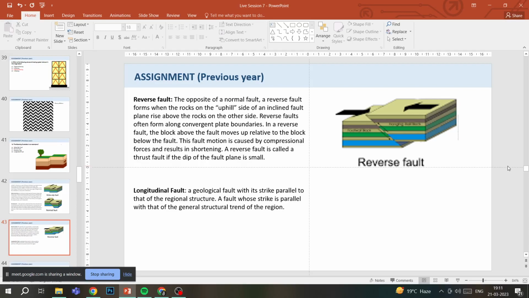And then what is a longitudinal fault? It's any geological fault with its strike parallel to that of the regional structure, and a fault whose strike is parallel with that of the general structural trend of the region.